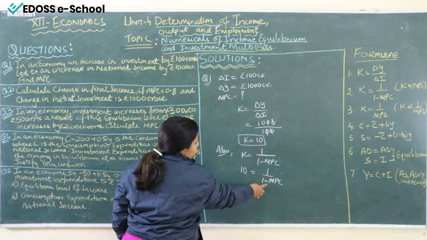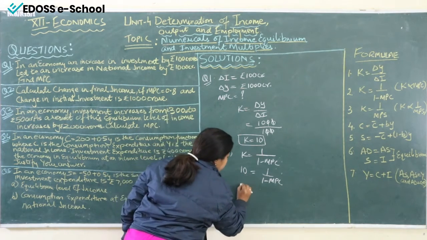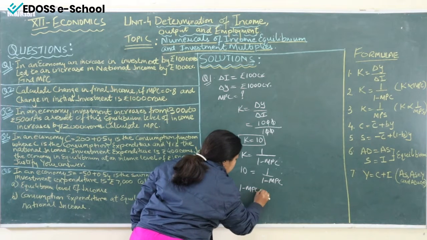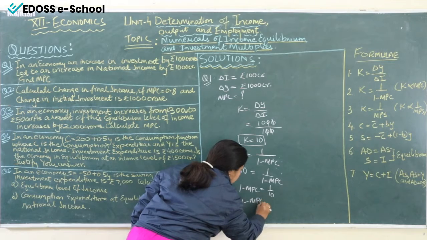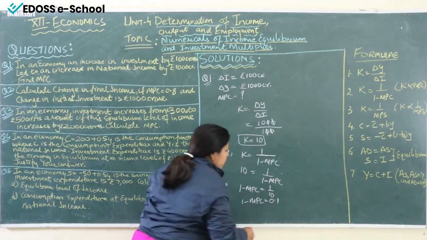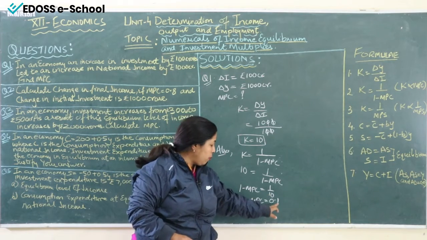And further, we are going to cross multiply it. 10 will come down and 1 will go up. 1 minus MPC is equal to 1 upon 10. So, 1 minus MPC is equal to 0.1. 1 divided by 10 is 0.1.